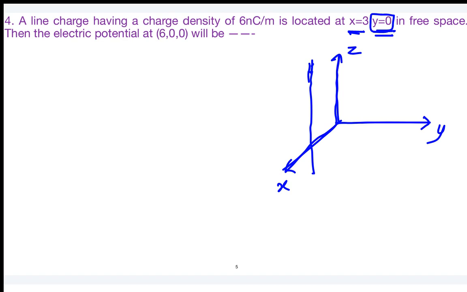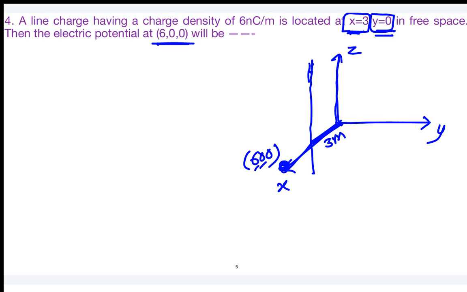And what is the meaning of this? This x is equal to 3 represents the line charge is at a distance of 3 meters from the yz plane. So this distance is nothing but 3 meters. And where you need the electric potential? The electric potential you have to find on the x-axis itself at 6, 0, 0. So let us say this is the point 6, 0, 0.